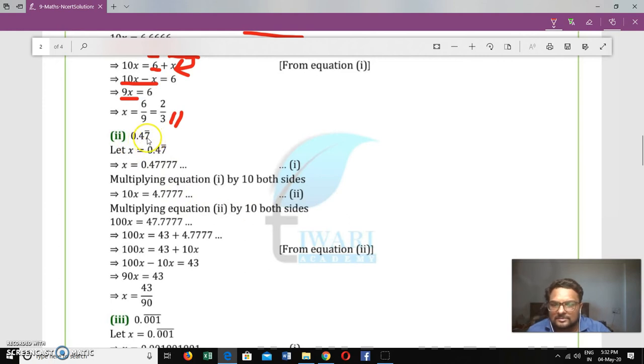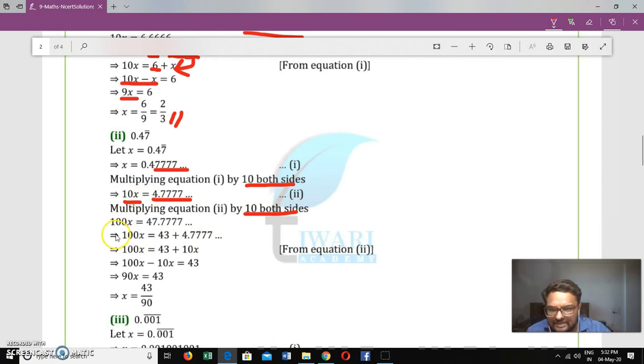Similarly, we have 0.47 bar. So here the bar is over the 7. So 7 is repeating again and again. Now since a single digit is repeating, we're going to multiply by 10 on both sides. So it becomes 10x. And on doing so, multiplying 10 with this 0.477, the decimal point will shift one more place ahead. It becomes 4.77777. Again, multiplying by 10 on both sides will give you what?